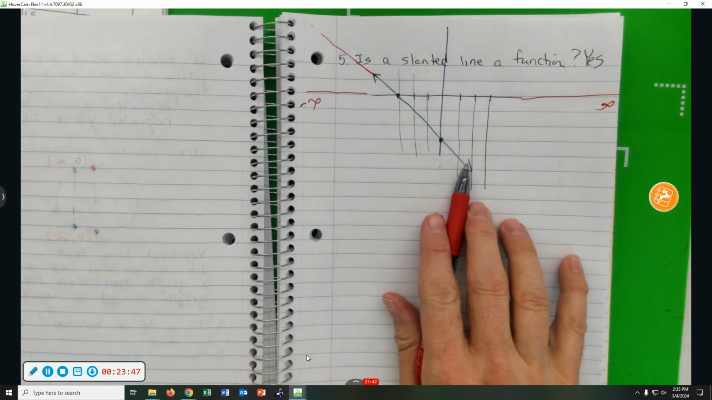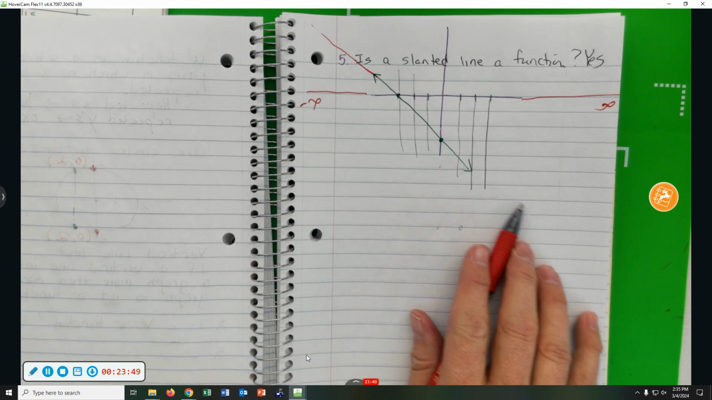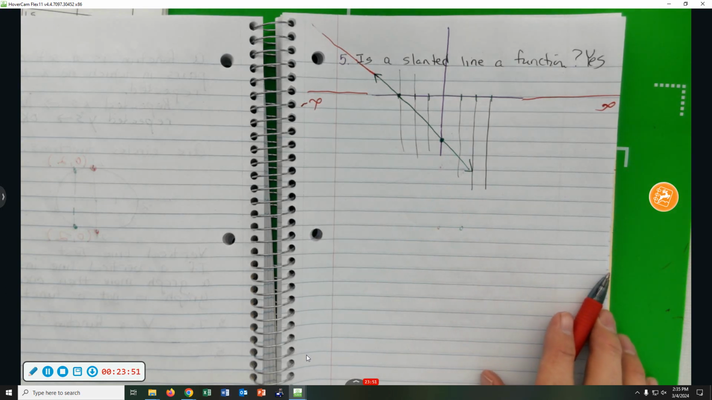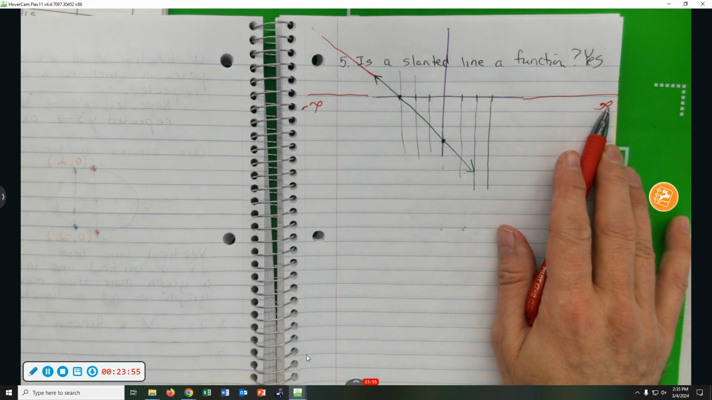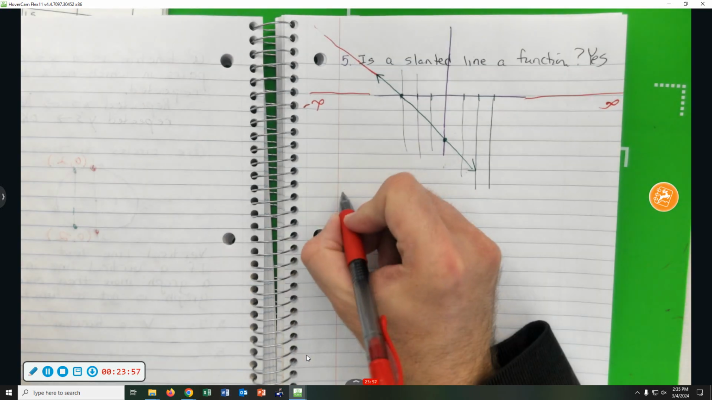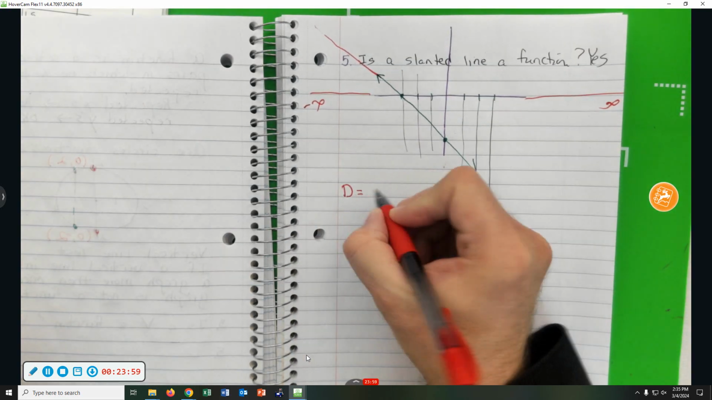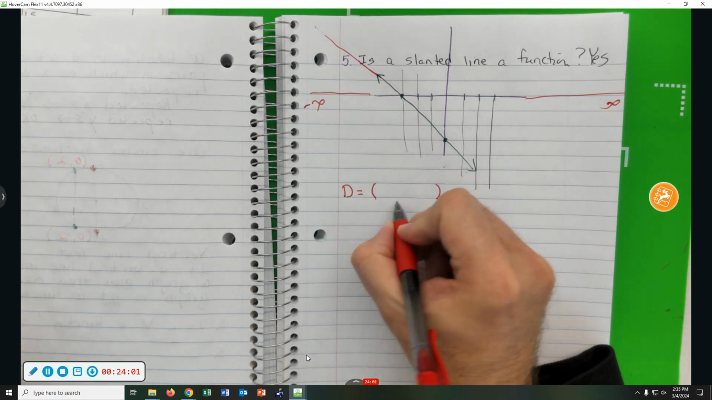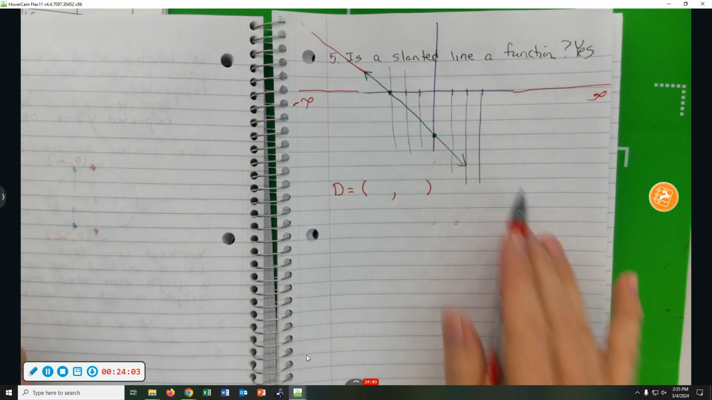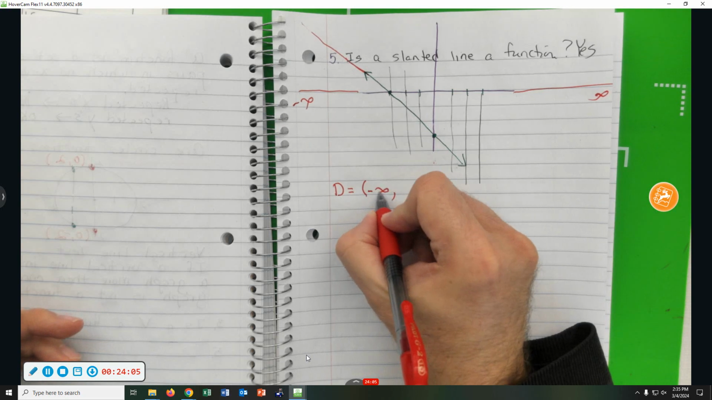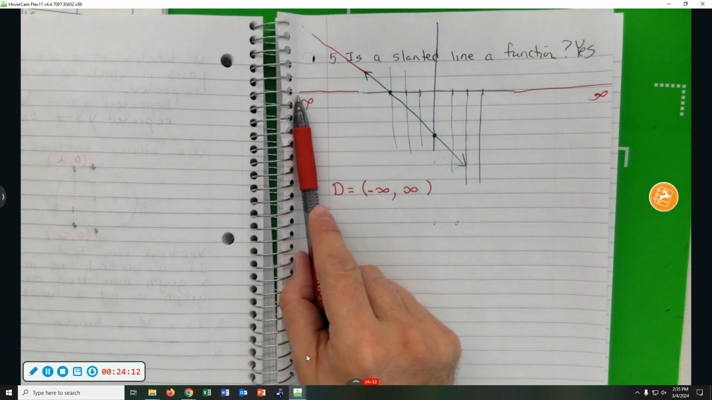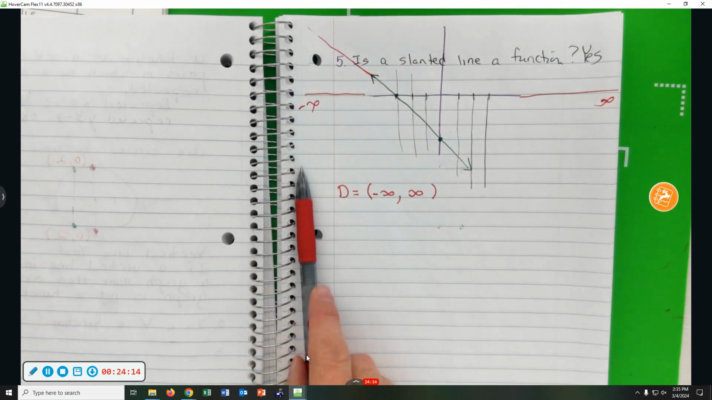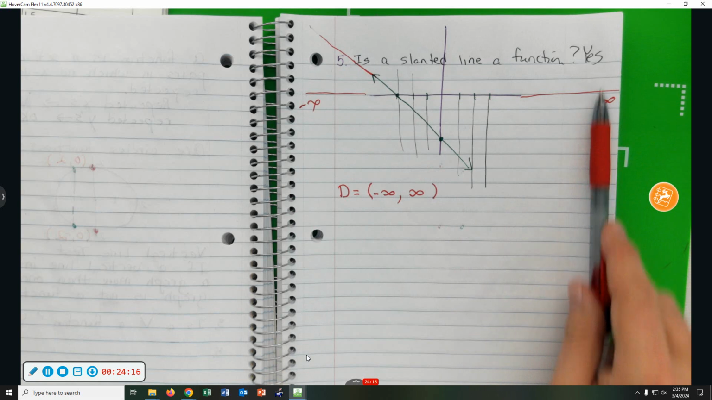I don't want to waste the whole page by continuing to draw this. But way over here, there'll be points at positive infinity. So to say the domain of a slanted line, it's always negative infinity to positive infinity. That means eventually there's going to be part of the graph way over here on the left and way over here on the right.